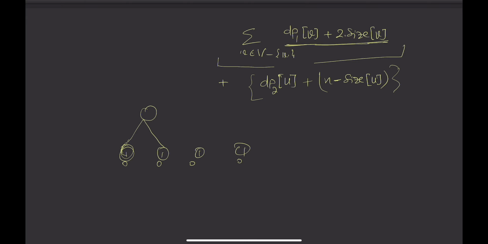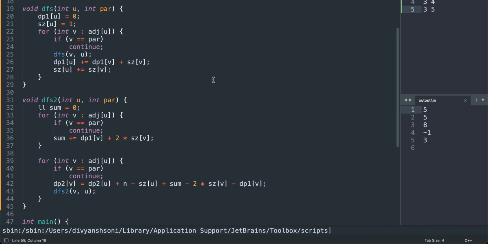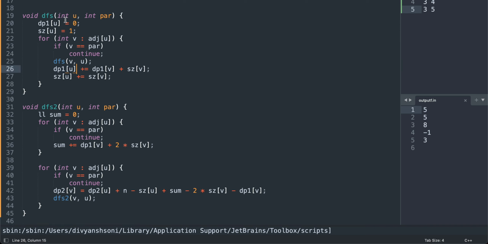Sizes are 1, so I am doing dp1 of u, which is 0, and it is getting incremented by the dp size of v. Size of v is already calculated, right? I already know, which is 1, so it will increment by 1, plus the dp1 which is 0, plus the dp1 which is 0, so it will become 2. Similarly here also it will become 2.